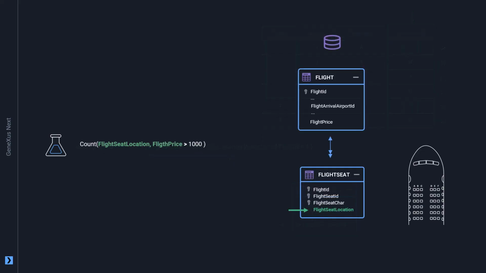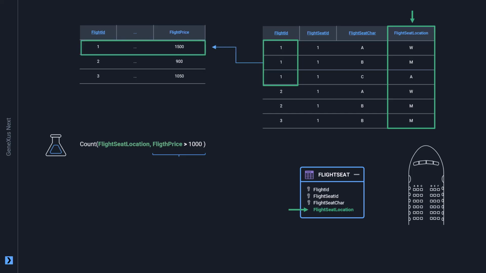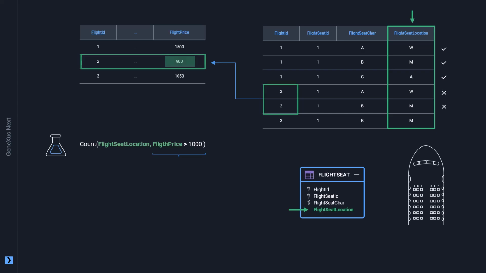Of course, filters can be set on the extended table. For example, we want to count seats of flights whose price is greater than $1,000. Note that flight price is an attribute of the extended table. All occurrences of this attribute, flight seat location, will be counted in its table, provided that its associated record in flight has a value in this flight price attribute that is greater than 1,000. So these 3 will be counted. These 2 will not. And this last one will. So with this data, this formula will return 4.